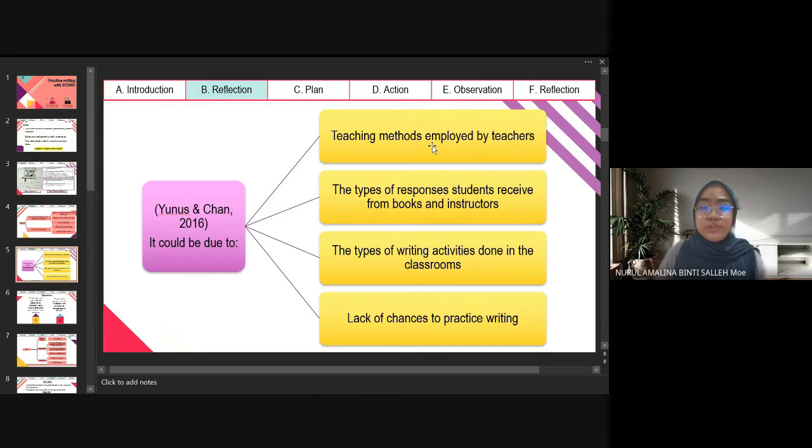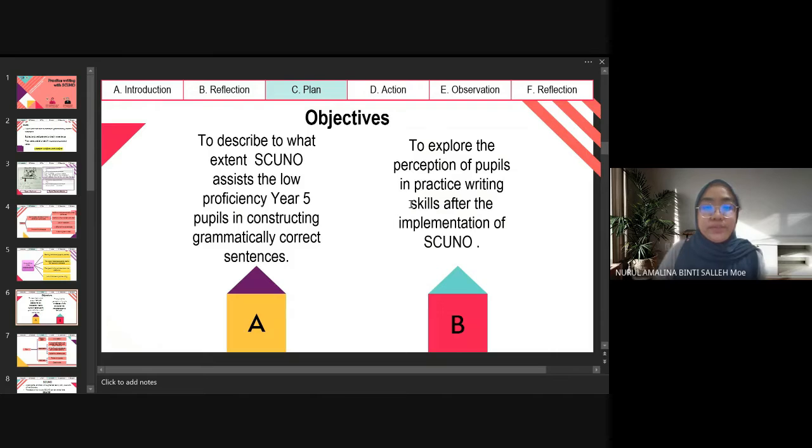Yunus and Chan 2016 also said that it could be due to teaching methods employed by teachers, the types of responses students receive from books and instructors, the types of writing activities done in the classrooms, or lack of chances to practice writing. To address this issue, teachers should come forward and upskill the teaching practice so that they could help to facilitate the learning process more effectively, and they could also help to impart motivation among the students to learn more.